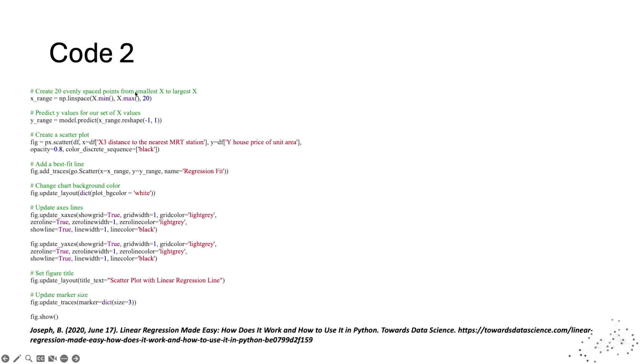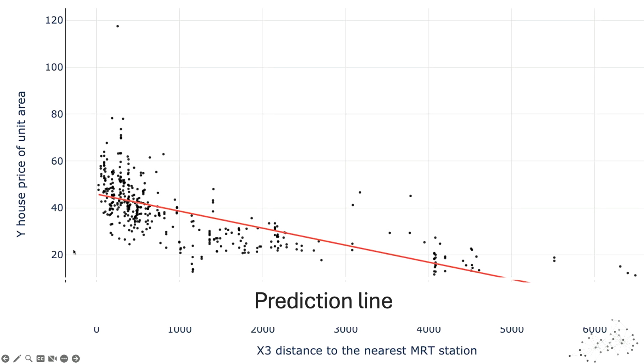Here is just code for plotting this linear model on our scatter plot. As you can see, this created a linear model for us, a prediction line, with distances from the mass transport stations and the estimation of house price of unit area. As you can see, it's not that good, but at least it describes some relationship, though it's not accurate.